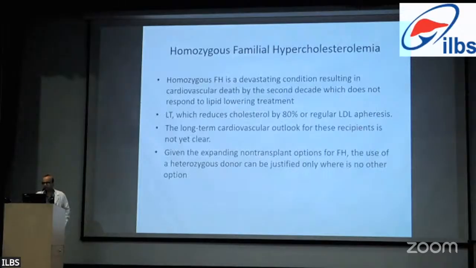Homozygous familial hypercholesterolemia. Homozygous is a devastating condition resulting in cardiovascular death by the second decade, which does not respond to lipid lowering treatment. LT reduces cholesterol by 80%. The long-term cardiovascular outlook again for these recipients is not clear. Expanding non-transplant options for this disorder, the use of a heterozygous donor can be justified only where there is no other donor available, because it may not achieve the goal.